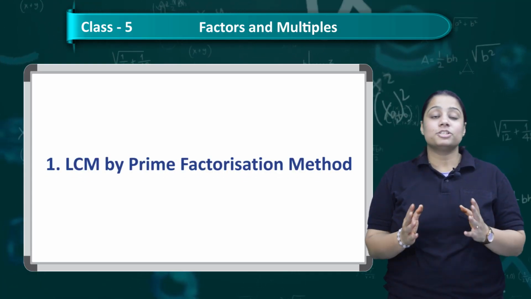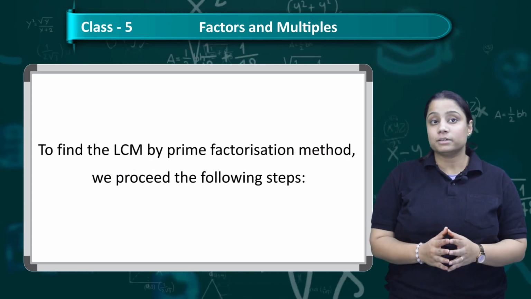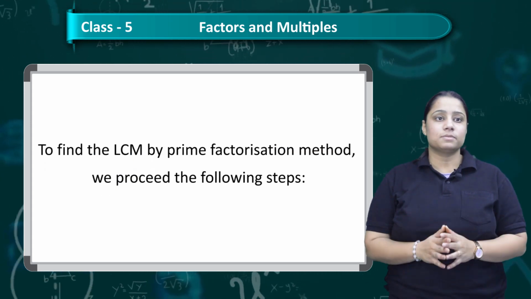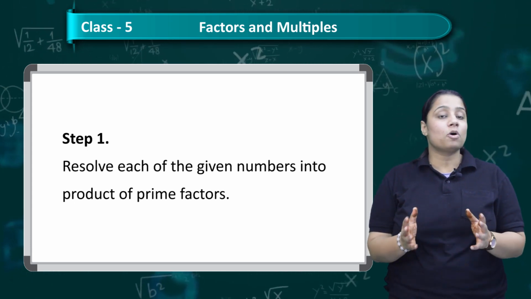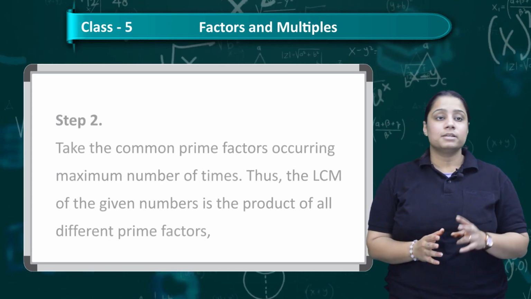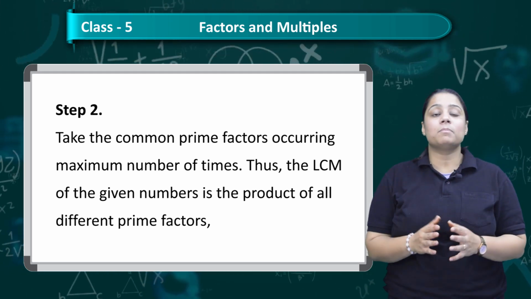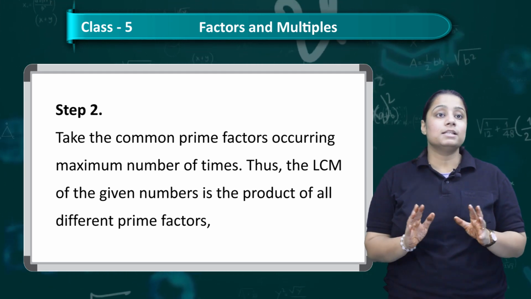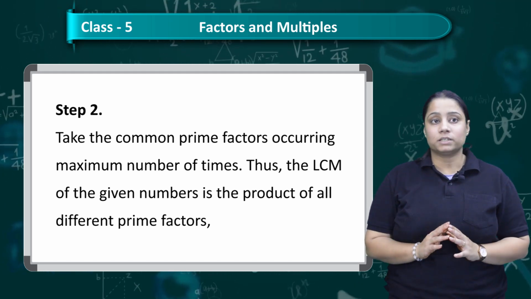LCM by prime factorization method. To find the LCM by prime factorization method, we proceed with the following steps. Step 1. Resolve each of the given numbers into a product of prime factors. Step 2. Take the common prime factors occurring the maximum number of times. Thus, the LCM of the given numbers is the product of all the different prime factors.